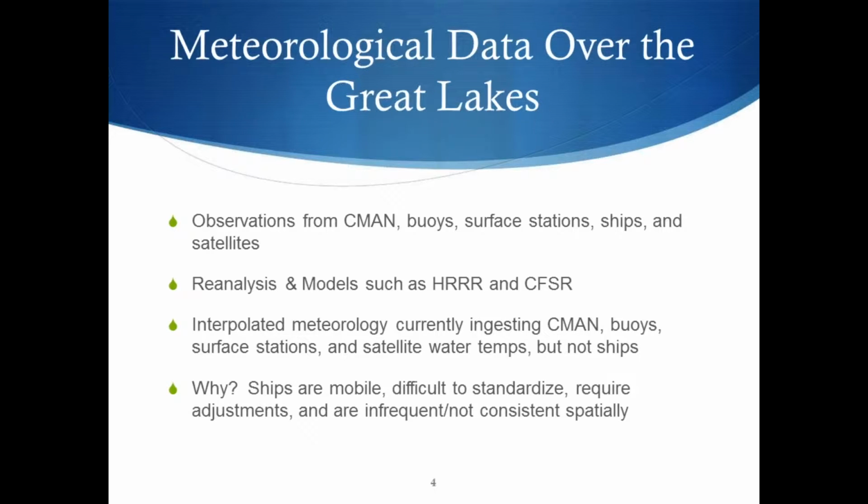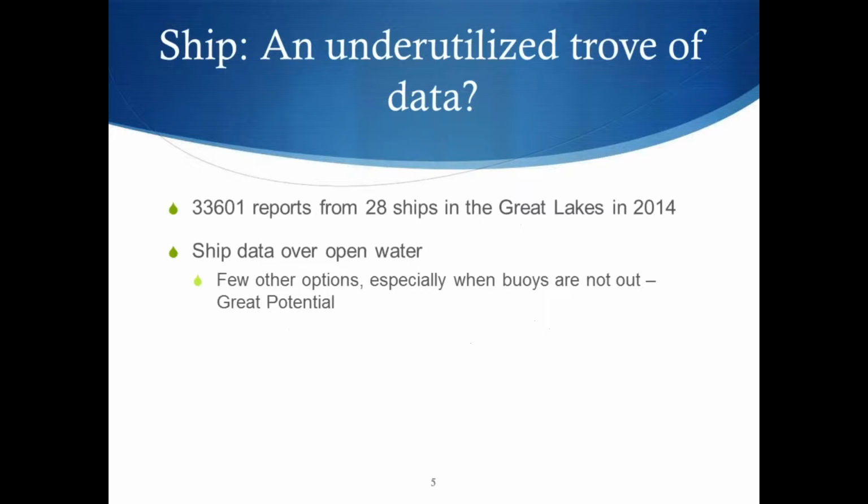They're mobile, difficult to standardize, and ships require adjustments, especially because they're varying heights above the water. And also, ships are infrequent and they're not consistent spatially. So on a given day, you might have a lot of ships in an area, and the next day you might have none. So those are some of the challenges with using ship data.